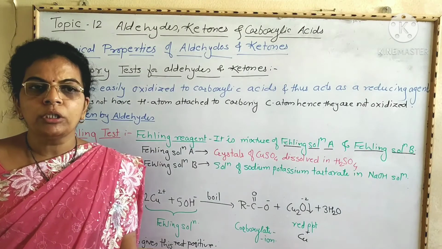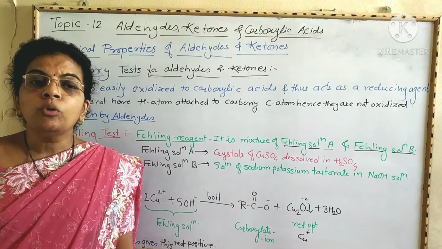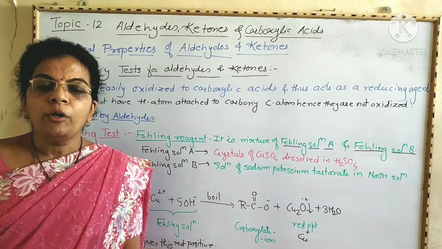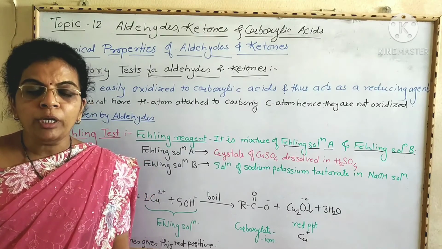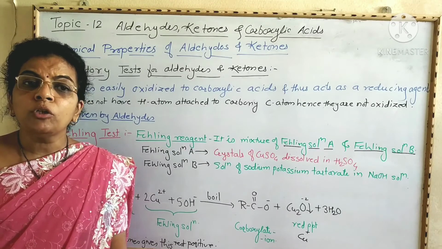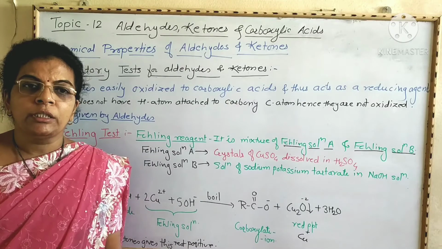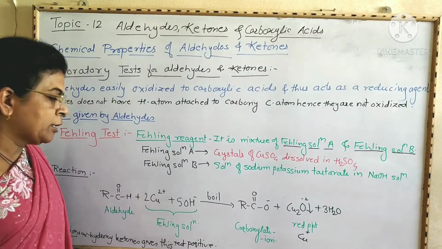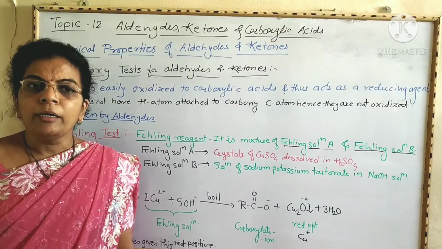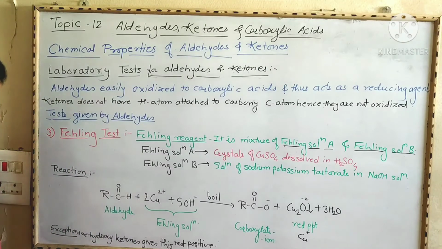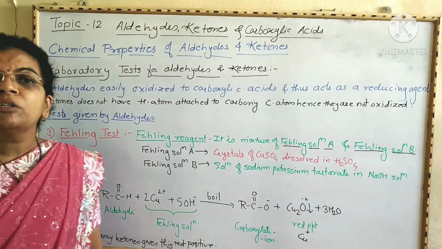The ketones which do not possess a hydrogen atom attached to the carbonyl carbon do not undergo this reaction, or they do not reduce the Fehling solution. But the ketones which contain an alpha hydroxy group, that is alpha hydroxy ketones, give this test positive.